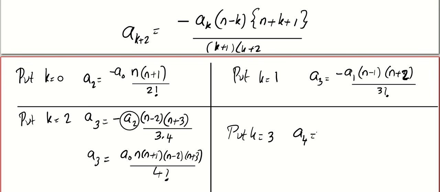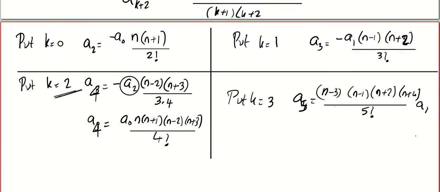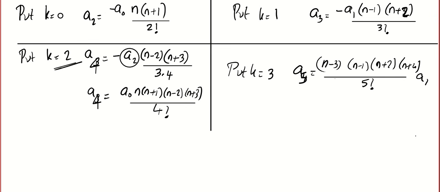a5 will be eventually, there is a mistake, this will be a4, please correct it. Yeah, a5 will be eventually n minus 3, n minus 1, n plus 2, n plus 4 by 5 factorial into a1. So you can plug in all these things, and the pattern goes like this.